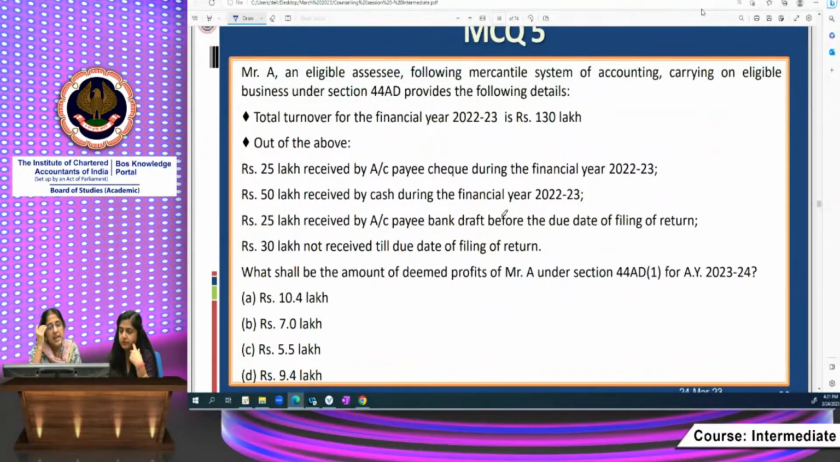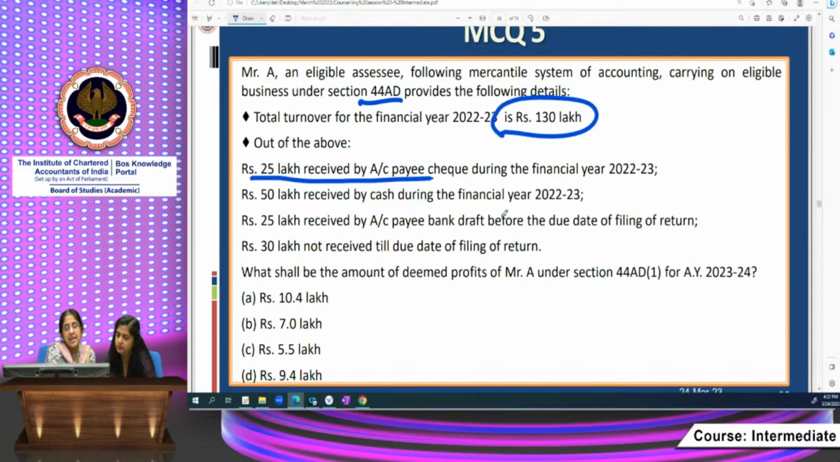Mr. A, an eligible assessee following mercantile system of accounting, carrying on eligible business under 44AD, provides the following details. Total turnover is 130 lakh. Out of the above, 25 lakh was received by account payee cheque during the financial year, 6%. Okay. 50 lakh received in cash during the financial year 22-23. This is 8%.